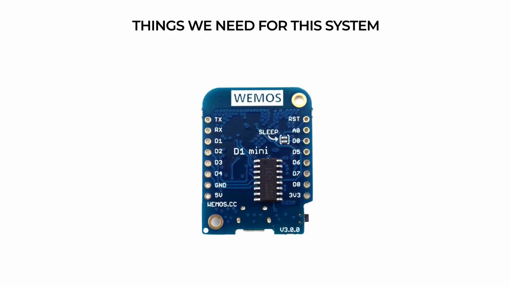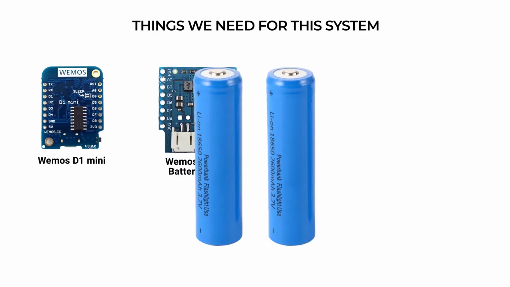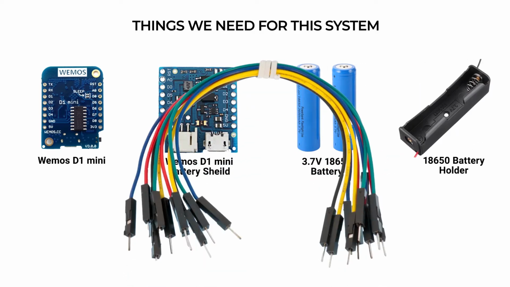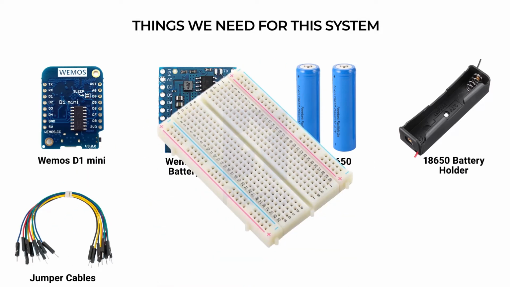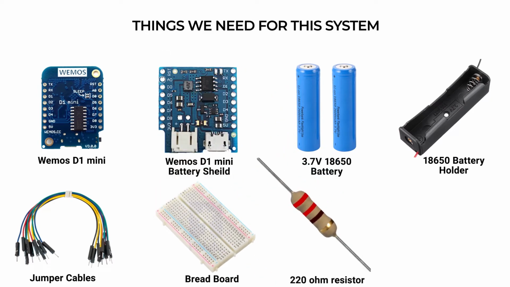So let's check out things we need for this system. Number 1, Wemos D1 Mini. Number 2, Wemos D1 Mini battery shield. Number 3, 3.7 volt 18650 battery. Number 4, 18650 battery holder. Number 5, 3 to 4 male to male jumper cables. Number 6, breadboard for our testing. Number 7, 220 ohms resistor. Number 8, 1 LED.